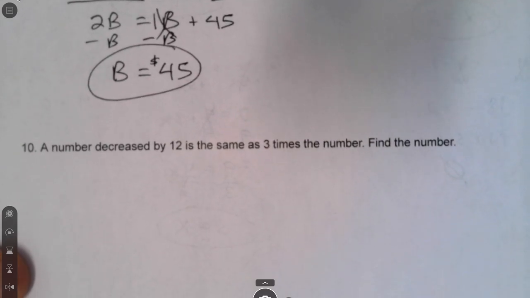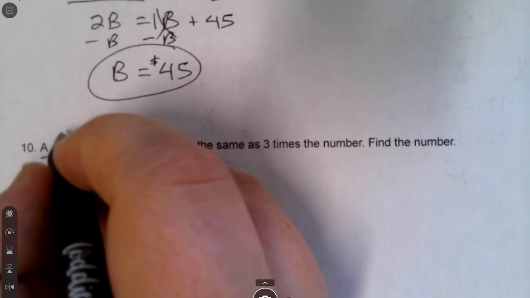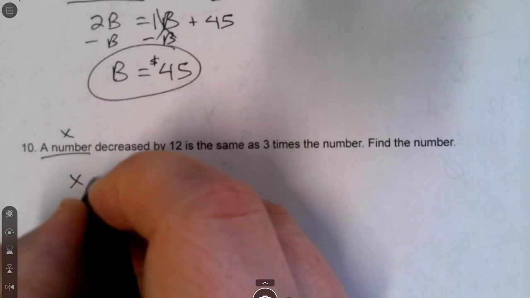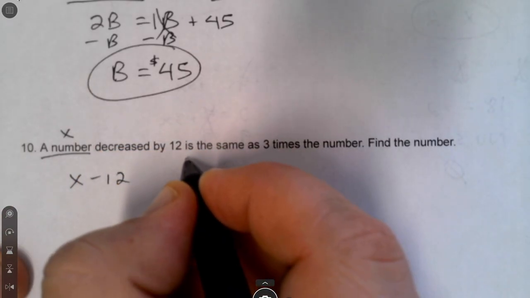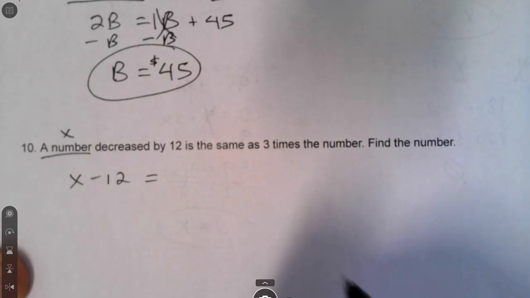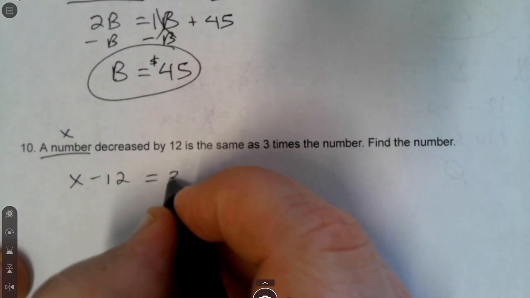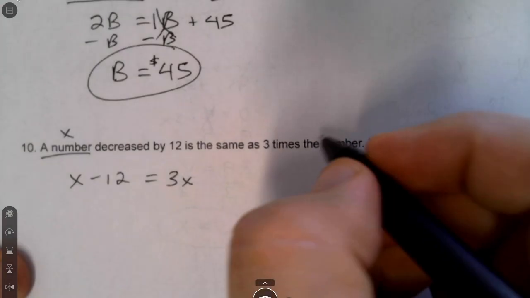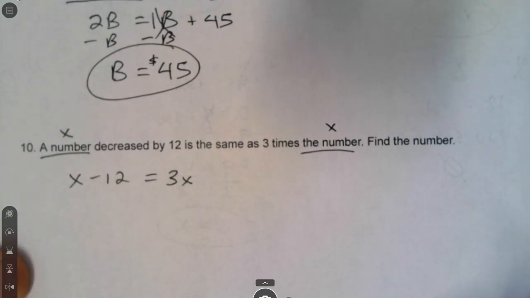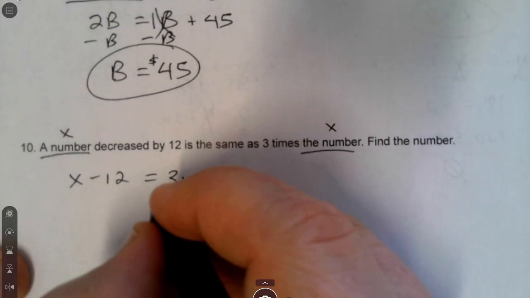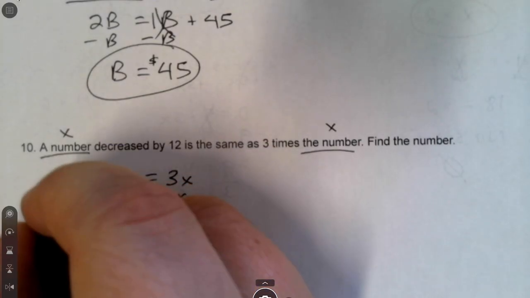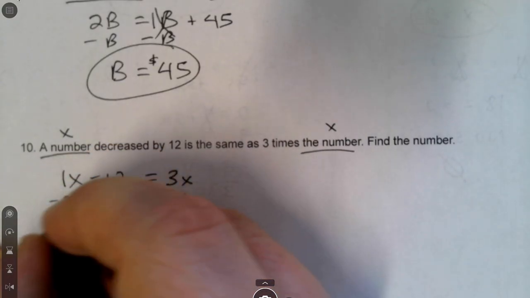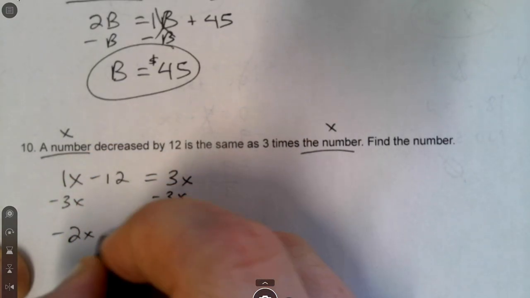Last one, a number, you can call this X or N or whatever, but that's a variable, decreased by 12, minus 12, is the same as, equals 3 times the number. Okay, so I'm going to choose to subtract 3x from both sides to combine the variables. Remember, this is an understood 1x. 1 minus 3 is negative 2x.